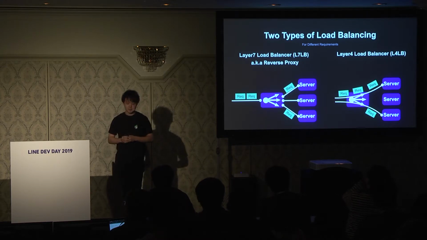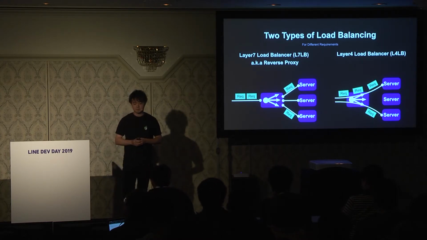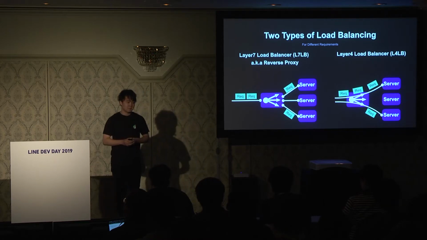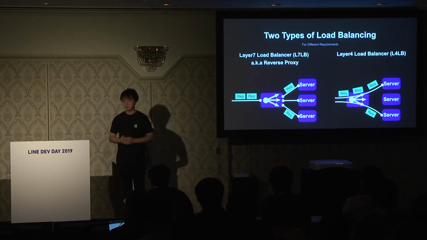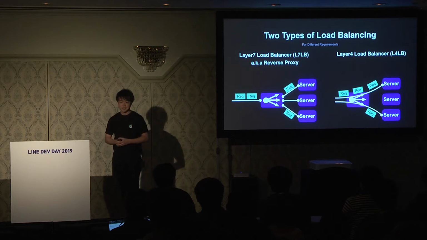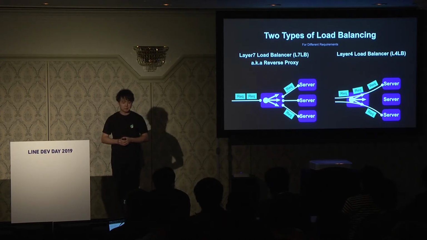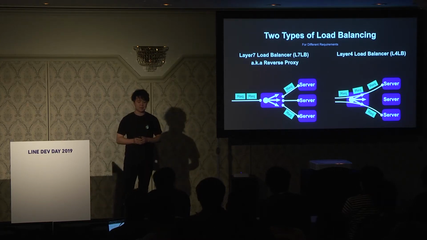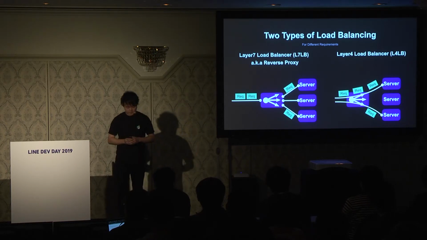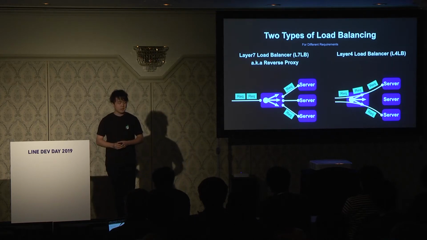LINE has a very wide variety of services. Therefore, it is not possible to satisfy a wide range of needs by providing a general-purpose load balancer. For that reason, we provide two types of load balancer services. One is what we call the L7 load balancer. This is a so-called reverse proxy. Load is distributed in units of application requests based on the HTTP path and header contents. The other is an L4 load balancer. This is load distribution at the TCP connection level based on information such as IP addresses and port numbers below the application layer.